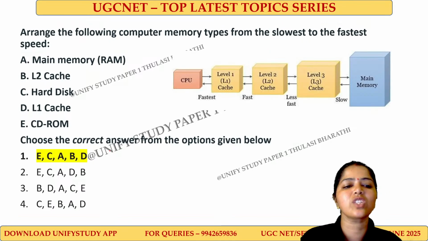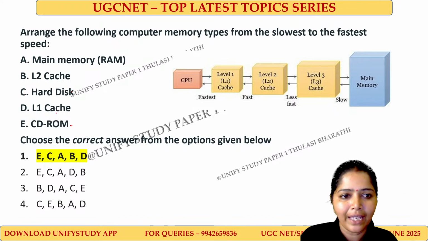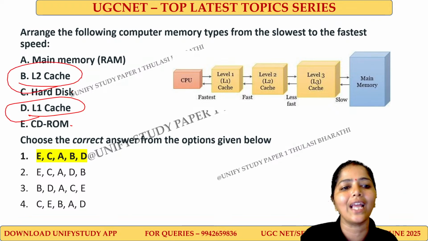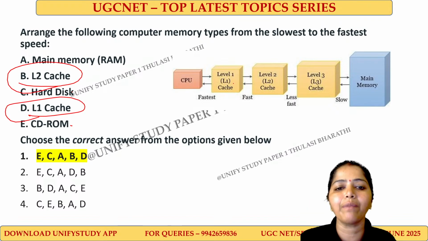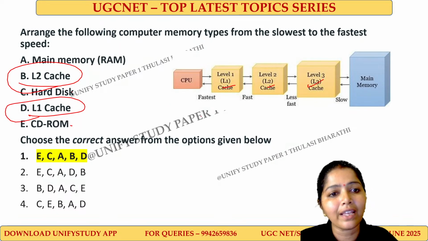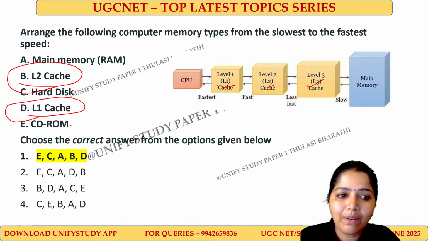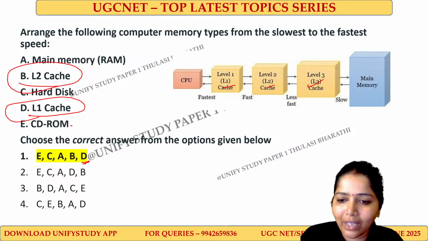The right answer for this question is option number 1. That is, first will be your CD-ROM, and next we will be having the hard disk, and next we will be having the main memory. Here we have terms called L1 cache and L2 cache. The cache memory can be divided as L1, L2 and L3 cache. Here we have to go from slowest to fastest. The fastest will be what? L1 cache.